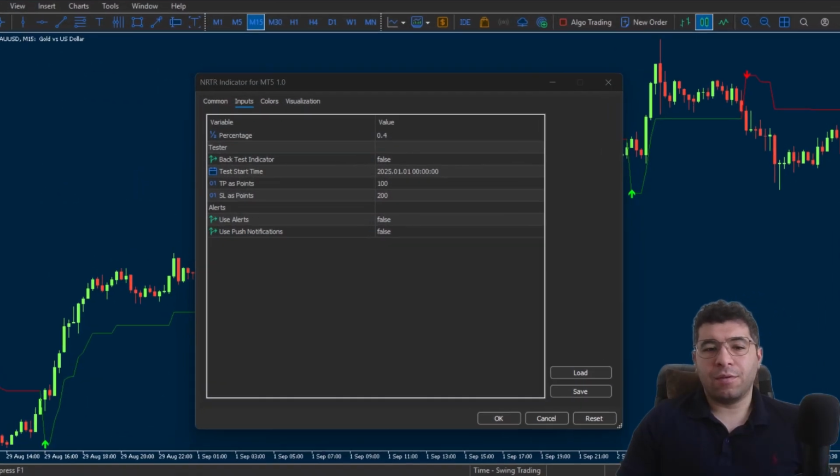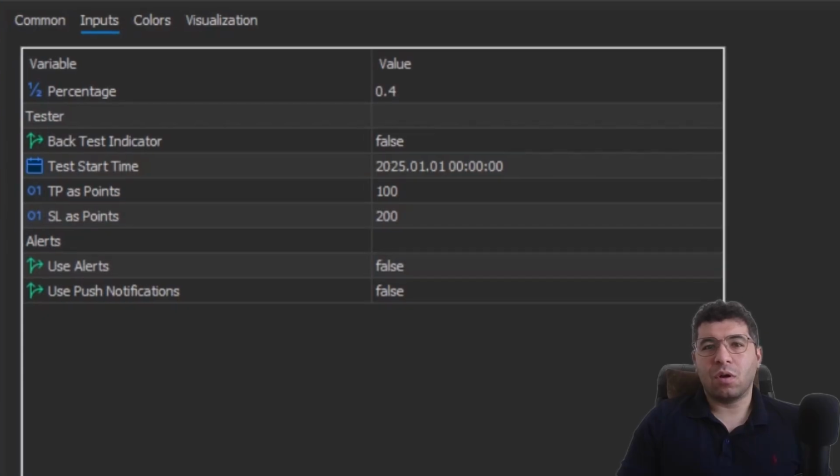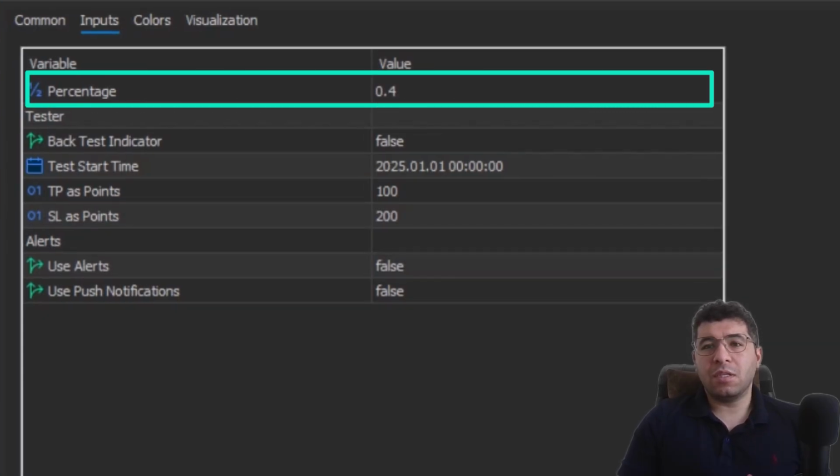So, in the settings, first the percentage or coefficient of correction. This is your sensitivity knob. Higher values push the line farther from price, giving fewer, cleaner signals for volatile markets like gold or Nasdaq 100. Lower values keep the line close, giving faster signals for calmer pairs like EURUSD or GBPUSD and other Forex pairs.